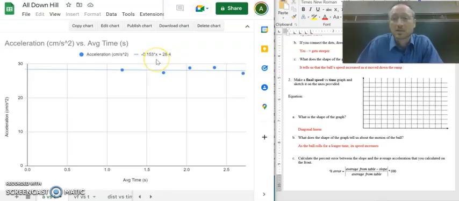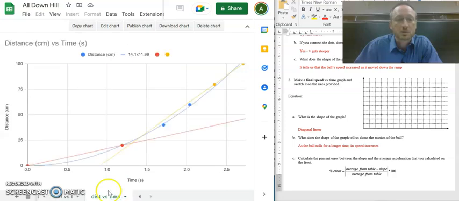Also, since the steepness of the incline did not change all the way down, it was the same steepness from the top to the bottom, it should be a pretty steady acceleration. And that's what we get out of this graph. What we get is a very horizontal line. It's not exactly horizontal because I was timing things by hand, but it's pretty close. I'm happy with this. This is a good one.